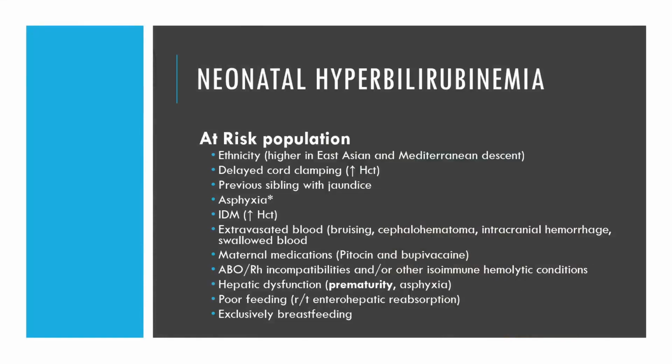So who is at risk for neonatal hyperbilirubinemia? Kids that are from East Asian or Mediterranean descent are at higher risk. So ethnicity will play a little bit of a role in whether you may or may not become more jaundiced. Delayed cord clamping does increase the hematocrit of the baby at birth. So it can increase the level of bilirubin. If you have more red blood cells, you're going to have more red blood cell breakdown, and you're going to have more bilirubin.